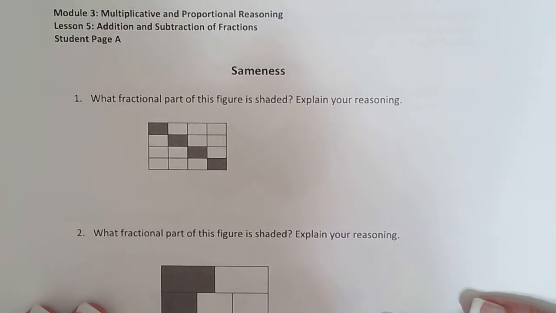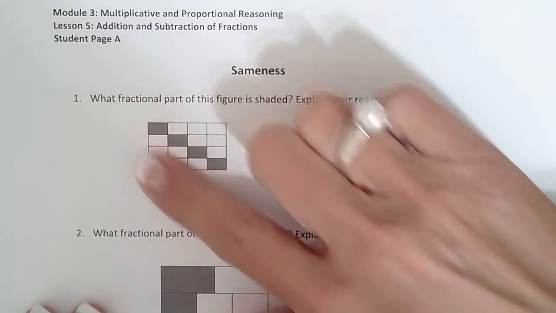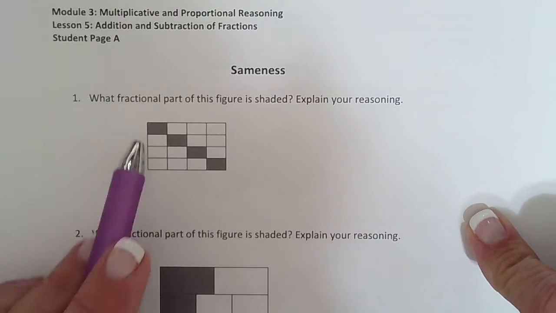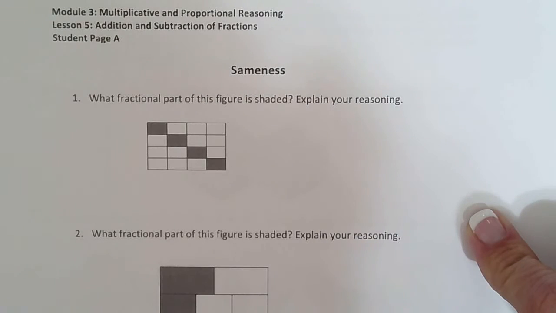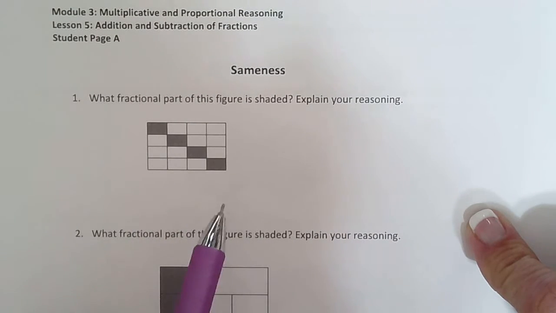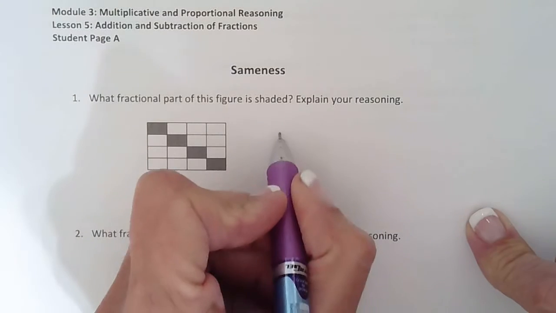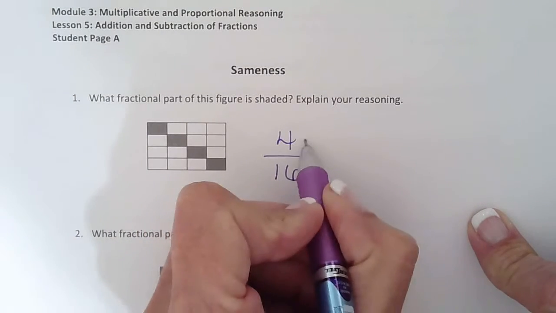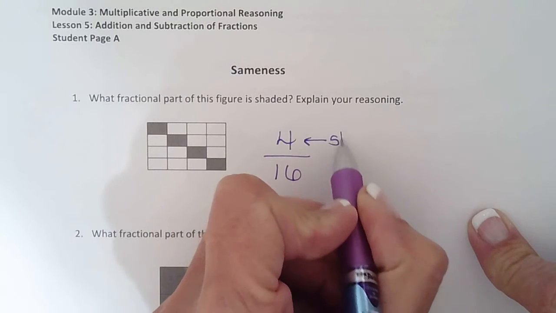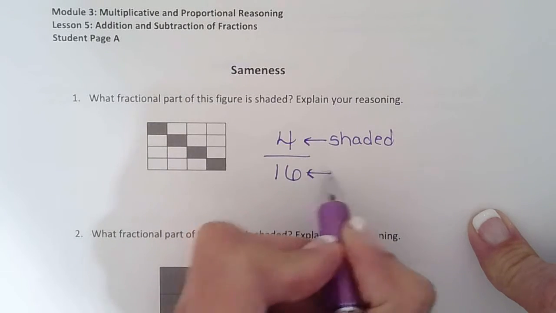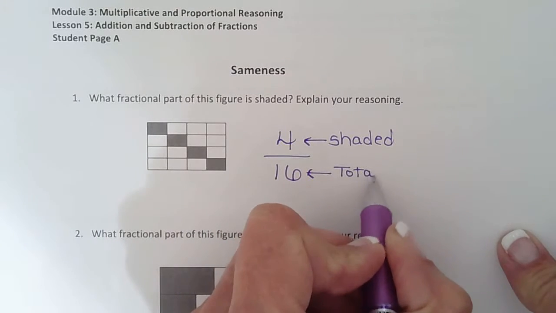Explain your reasoning. So this is something like we've been doing. If you had these all laid out in a straight line, you'd count and go, oh, there's 16 boxes and 4 are shaded. And we can do that method because notice all the boxes are the same size. So we can say 4 are shaded out of a total of 16. So explain your reasoning. This would be the number shaded. This would be the total. How many make a whole?